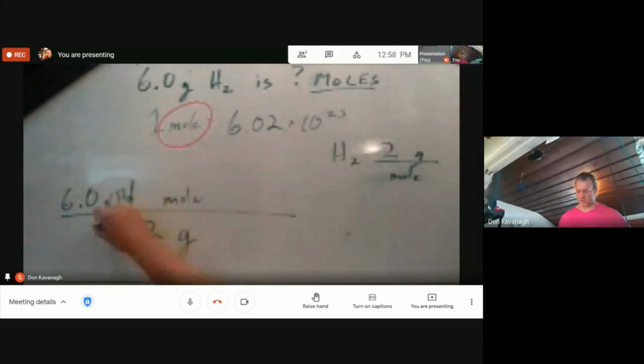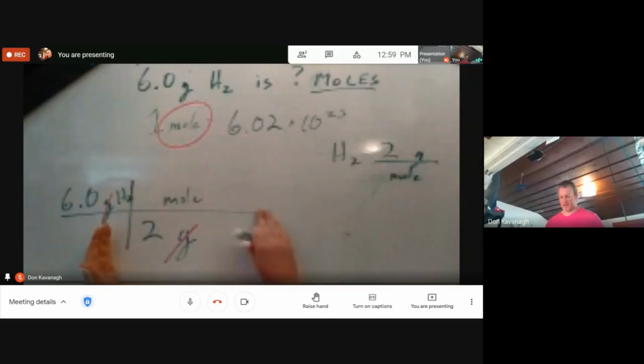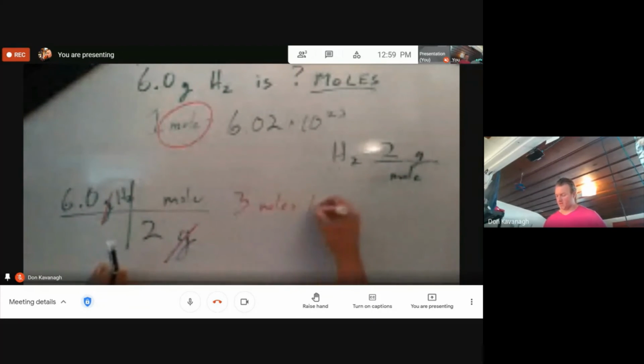Now, the units, or the words, are guiding my decisions here. Looking at this, the only thing that is left in my scaffold is moles of H2. I think I can do this in my head, but I get an idea that there are 3 moles of H2 in 6 grams.